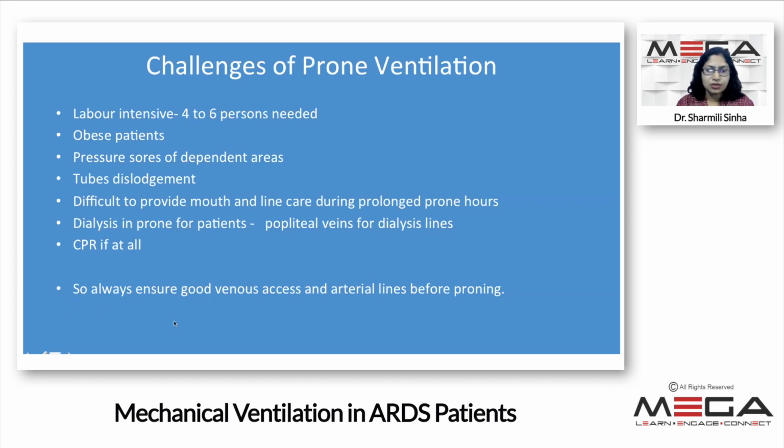So always ensure good venous access. I repeat this line because from a practice point of view, this is very important. Always ensure very good venous access, preferably central venous access and arterial lines, before making the patient prone. Because once the patient is prone, there is a good chance that peripheral veins might get stretched and might come out, and it will be again very difficult to do a central line. So always do the central line, and a good arterial line, fix them very well before proning them.